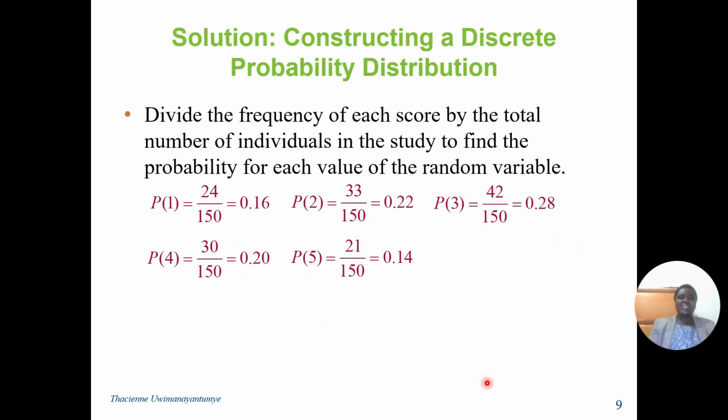And then next we have to calculate the probabilities. How do we calculate the probabilities for each value? We take the frequency. Let me go back here.